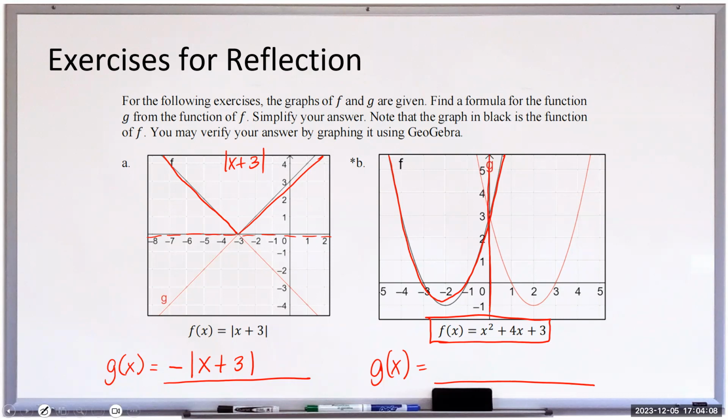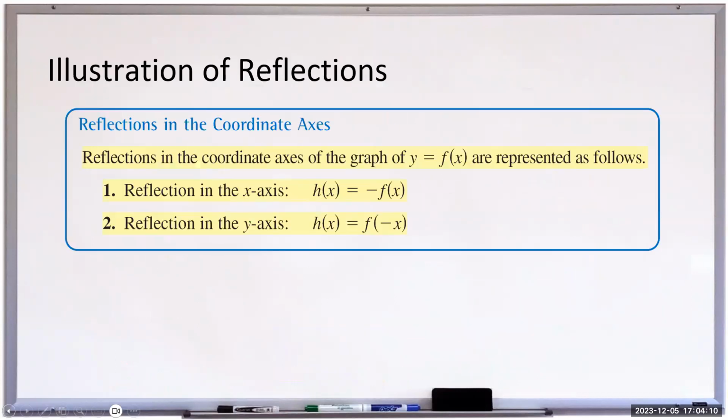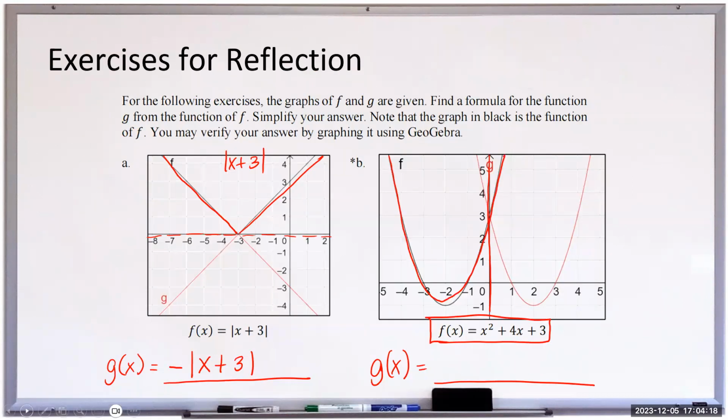And the rule for that particular type of reflection, lahat ng x papalitan natin ng negative x. Okay, so doing that, my g of x would be negative x squared plus 4 times negative x plus 3. Okay, so we can simplify this further. The square of negative x is x squared. 4 times negative x is minus 4x, and then plus 3. So this is the equation for g of x in part B.